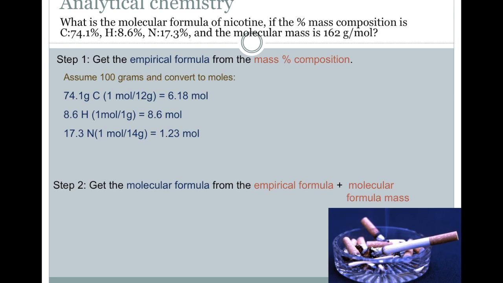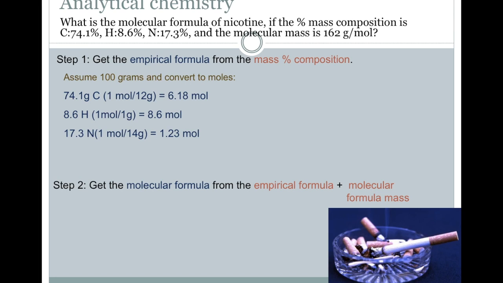So we do the same thing here. We convert grams to moles, so that's 74.1 grams of carbon, and then essentially divide by 12 grams because it's 12 grams per mole for carbon. And then we do the same for hydrogen and nitrogen, and we end up with 6.18 moles of carbon, 8.6 moles of hydrogen, and 1.23 moles of nitrogen.